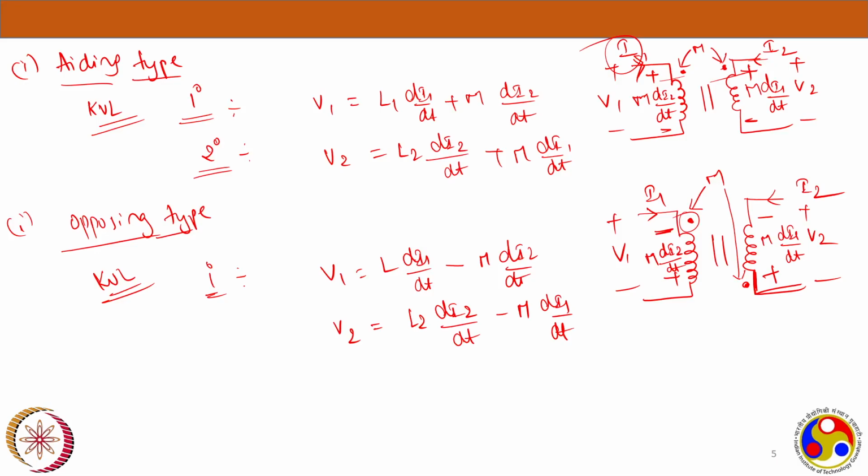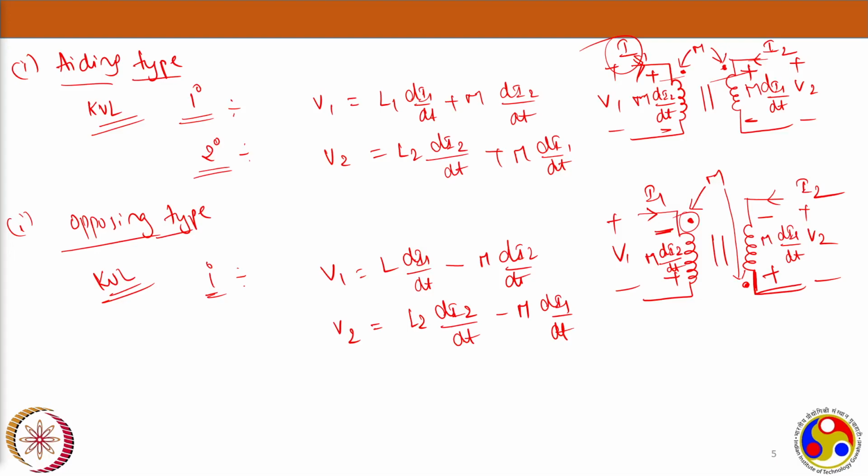Even if it's electrically connected, there is no change. The rule remains the same, and please carefully mark the polarities of the induced voltage in the coils based on the current entering or leaving the dotted terminals. That's all I want to discuss on the dot convention in coupled circuits.